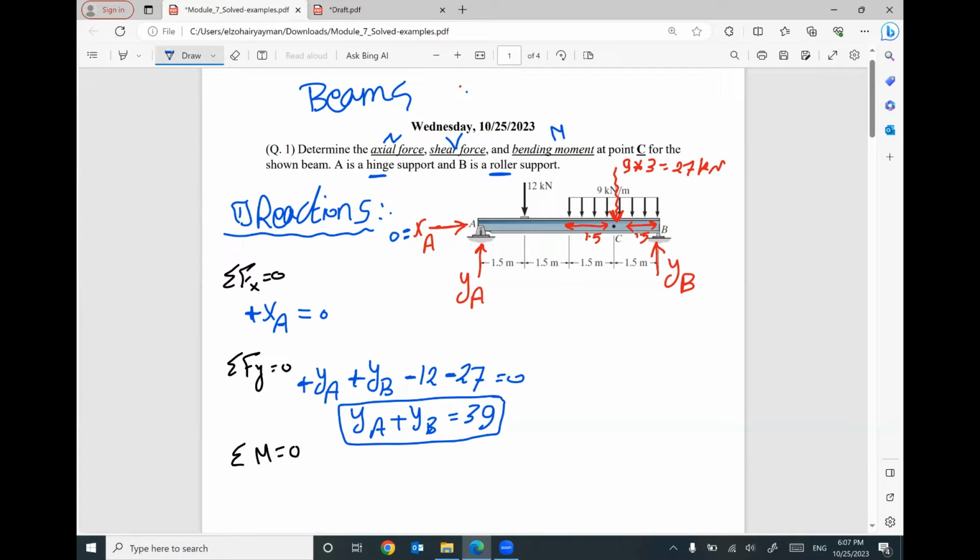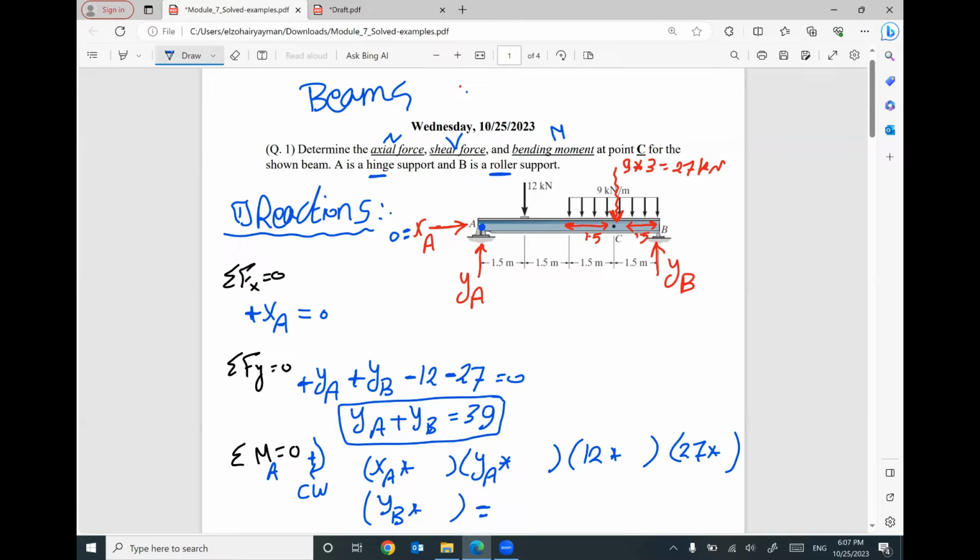Summation moment at any point. I'm going to take moment at A, the point with the highest number of reactions. I'm going to assume clockwise rotation is my positive direction. So XA will be multiplied by distance, YA multiplied by distance, 12 times distance, 27 times distance, YB times distance. I have to list everything in this beam.